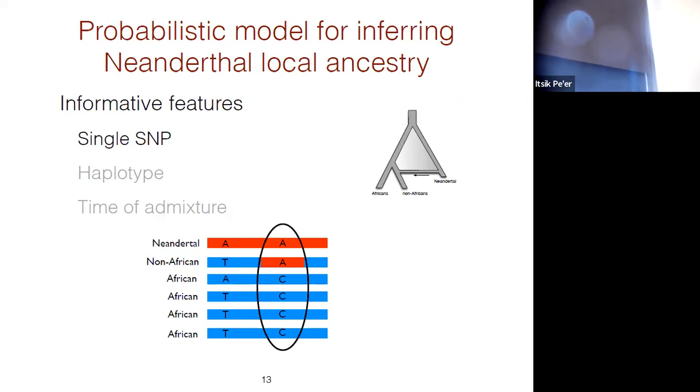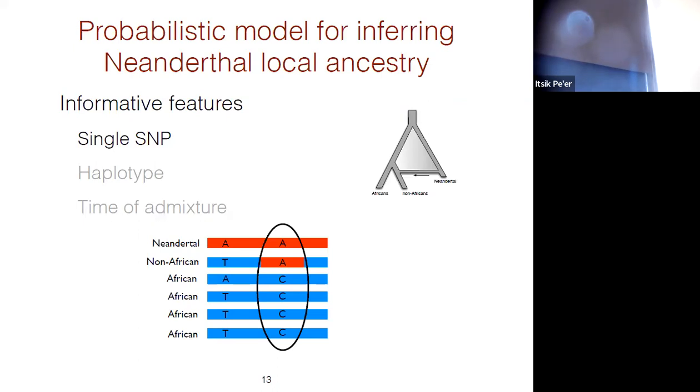Now, there are other types of information that we can potentially use. We can go beyond individual SNPs to looking at patterns and combinations of SNPs, which we call haplotypes. So we can ask, are there haplotypes, combinations of SNPs, which render the non-African segment closer to the Neanderthal than to the African genome? And finally, the time of admixture that we estimated to be around 50,000 years gives us an expectation on the sizes or the lengths of these segments.